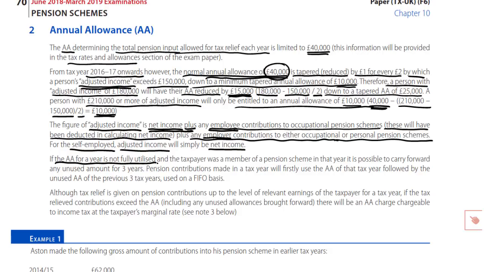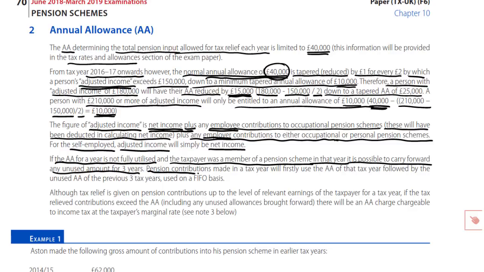Right. If the AA for a year is not fully utilised, we'll not be putting gross contributions of £40,000 necessarily every year into our pension scheme. It'd be nice if we could afford to do that, but it's unlikely. So if the AA for a year is not fully utilised, and for the tax year in question the taxpayer was a member of a pension scheme in that year, then it's possible to carry forward any unused amount for 3 years. So any unused allowance out of a tax year may be carried forward and used in a future tax year, but it's only carried forward for 3 years.